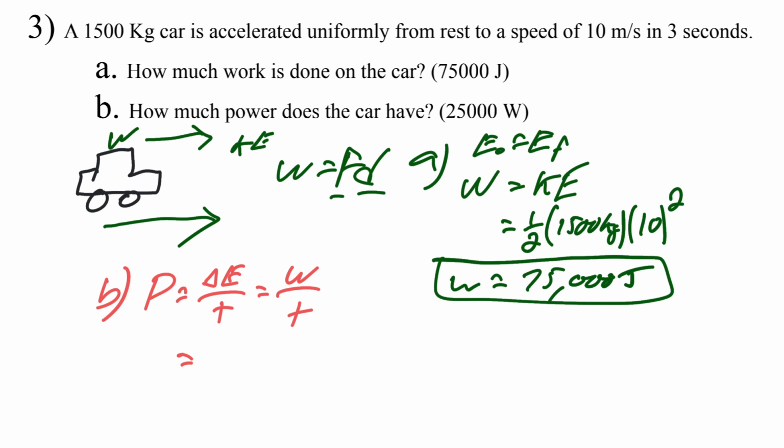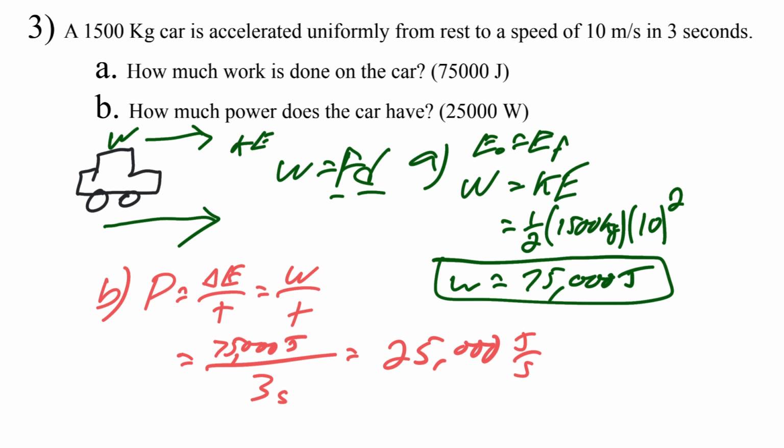In this case, they're both the same thing, right? So our change in energy went from 0 to 75,000 joules, and that took 3 seconds. So we'll just simply divide that out. We get 25,000 joules per second, or 25,000 watts. All right, that was easy. Let's move on to number 4.